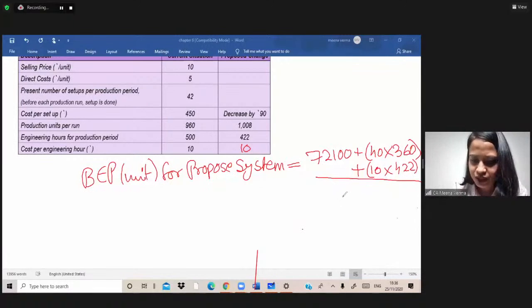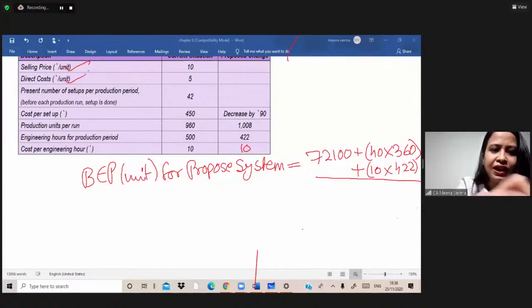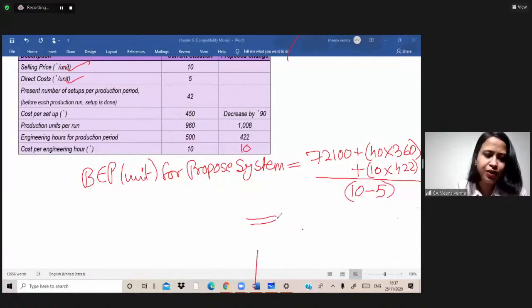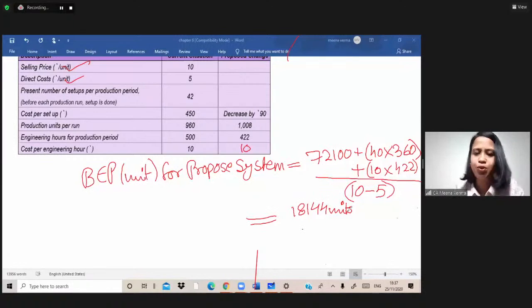So the contribution is mentioned here. How will we find the contribution? We will consider the selling price and the variable cost. The selling price is rupees 10 and the variable cost is rupees 5. So after considering this information, you can get the break-even point, which is nothing but 18,144 units. Okay, this is the break-even point for the proposed system.